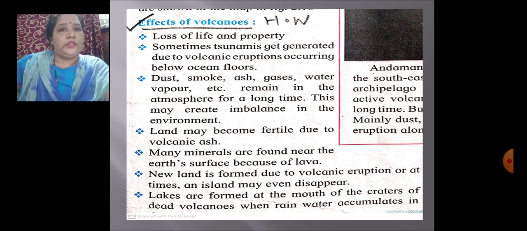Lakes are also formed. At times what happens? When a volcano has erupted and the crater has become quiet now, the craters of the dead volcanoes are there. A depression is formed, and because of the depression, rainwater gets collected in it. This rainwater acts as lake water. So a lake is formed over there. So these were the effects of volcanoes.